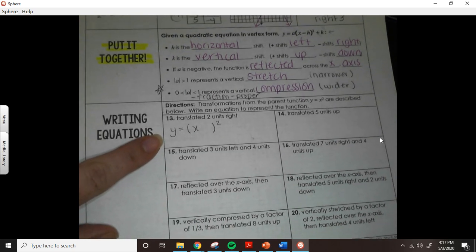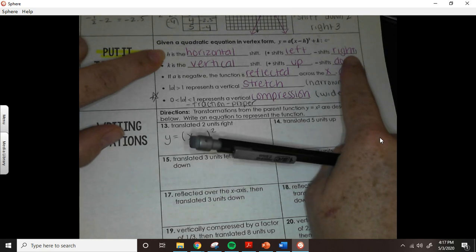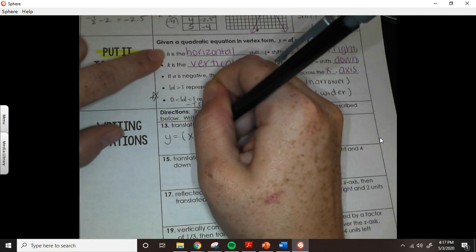So 2 units to the right, right means horizontal, so we're going to talk about h. If it's going to the right, I know that it's going to be minus something, and then how many units? 2.